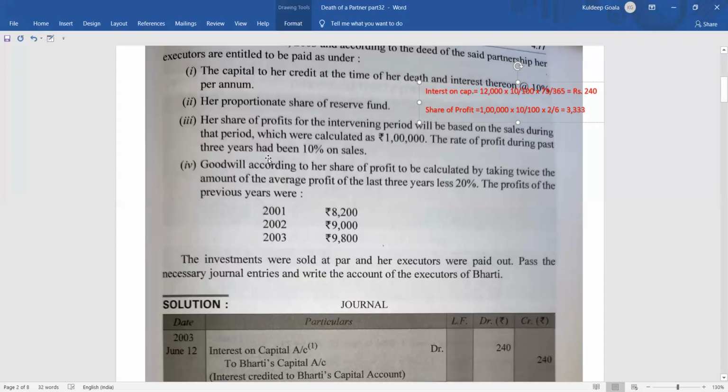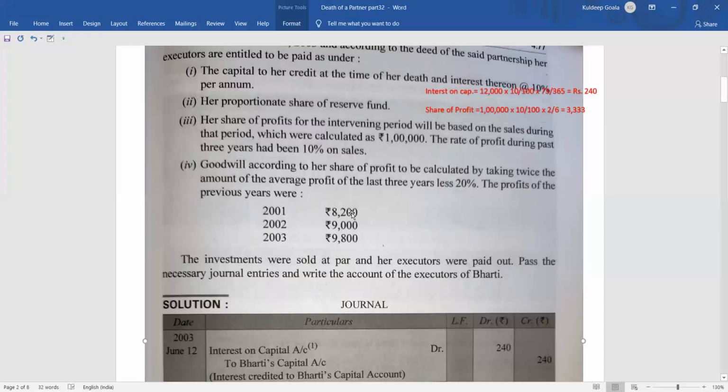Then coming to the next one, goodwill. Goodwill according to her share of profit is to be calculated by taking twice the amount of average profit of the last 3 years, less 20%. That means you take the last 3 years of profit, calculate the average, and then deduct 20%.